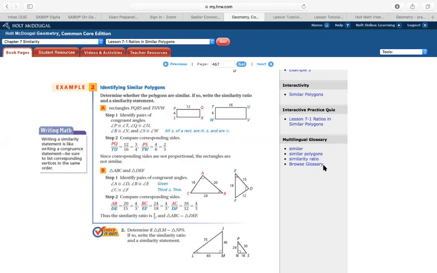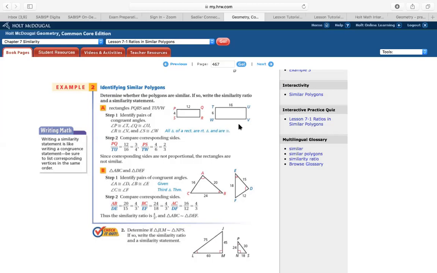Okay, girls, we are almost done for today because the lesson is 35 minutes. Let's first see example 2 fast. We can do it in 1 minute. Determine whether the polygons are similar. If so, write the similarity ratio. Rectangle PQRS and TUVW.